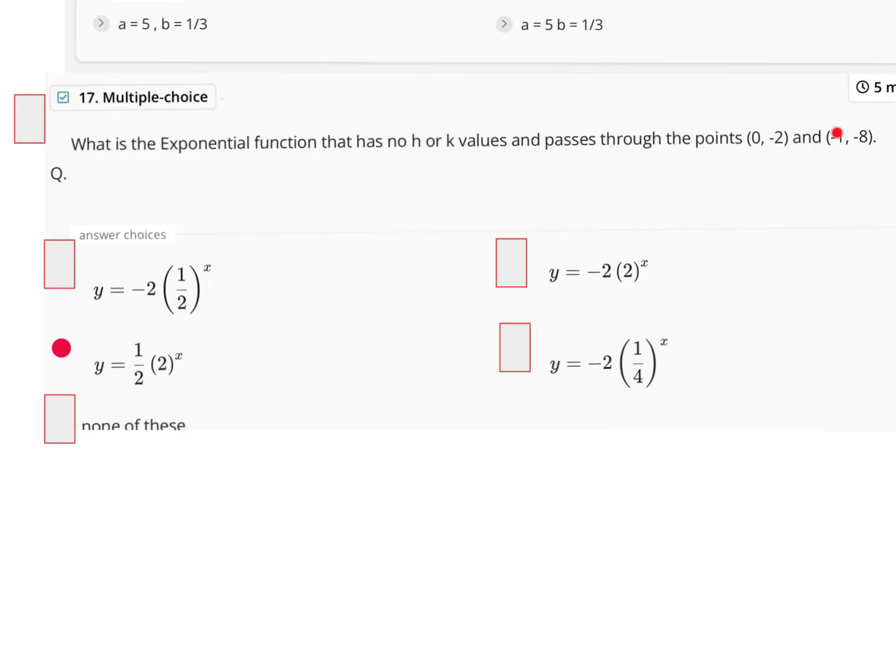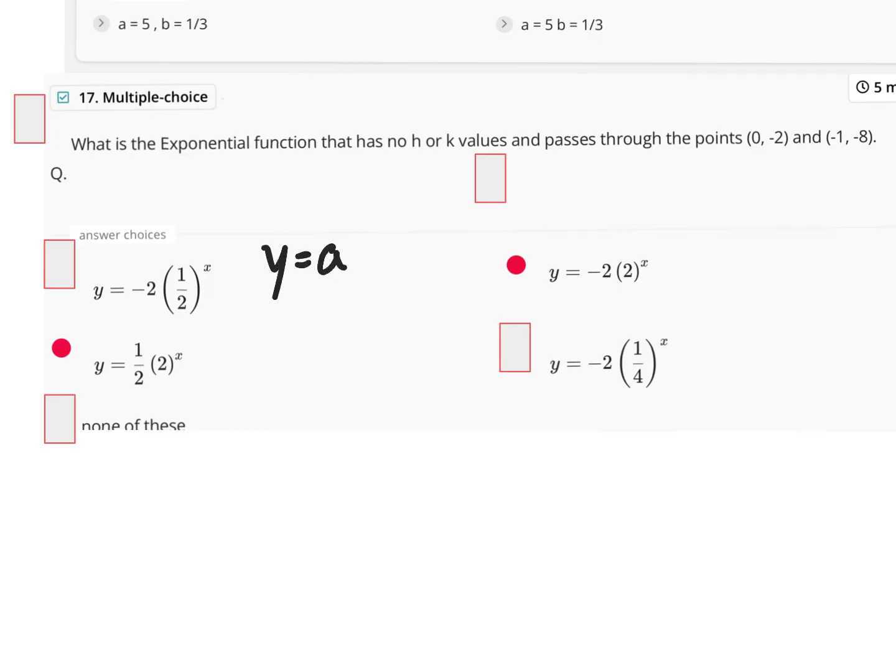Plug in a -1 for x, and you're supposed to get out a -8. So if I plug in a -1 right here, that's going to be 2 to the -1. That's really going to be 1/2. 1/2 times -2 is -1, not -8. So it's definitely not that one right there. As you can see, this does take some time plugging in your points. Another option is to just work through it the way we have on previous questions.